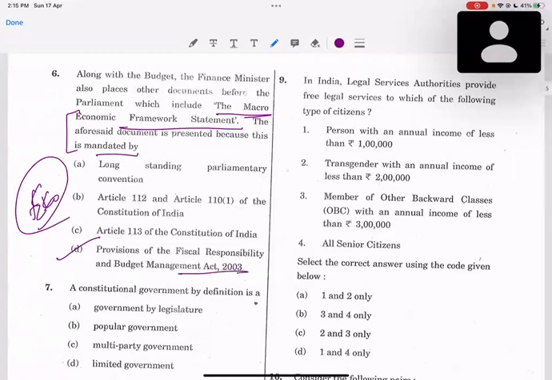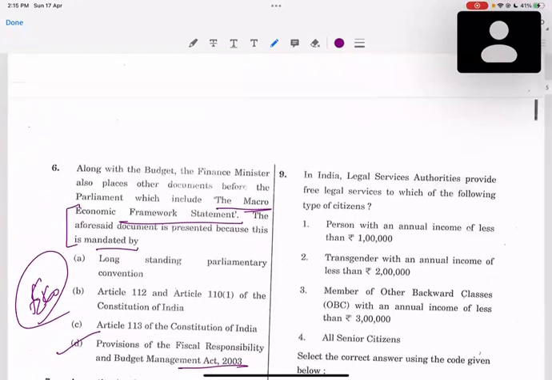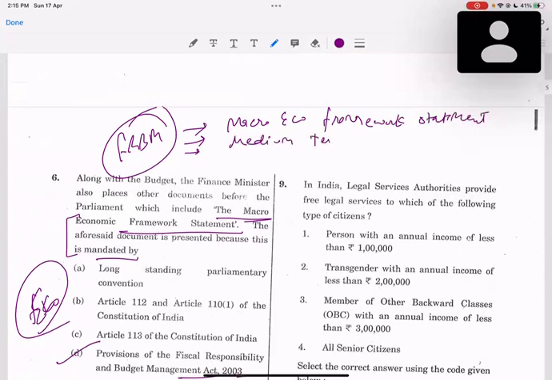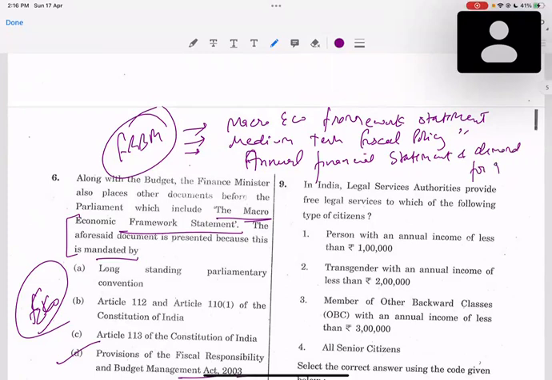All right. Basically, what you need to be aware of, the FRBM Act talks about 3 documents it mandates: the macroeconomic framework statement, the medium term fiscal policy statement, and lastly, the annual financial statement and demand for grants. That is the budget. So this is what it mandates. So direct question.